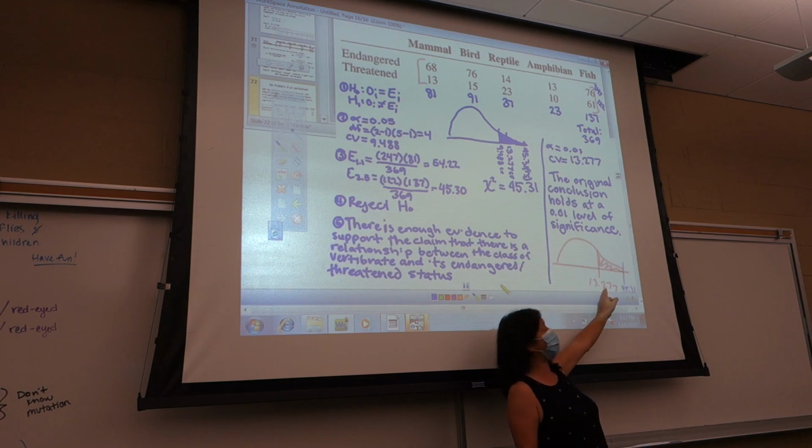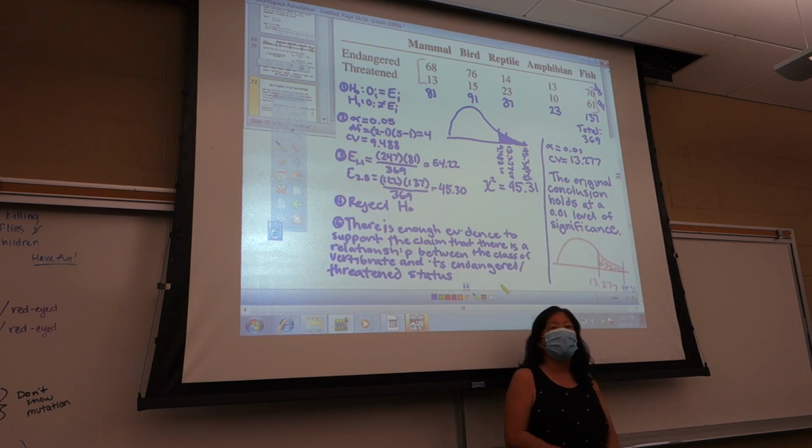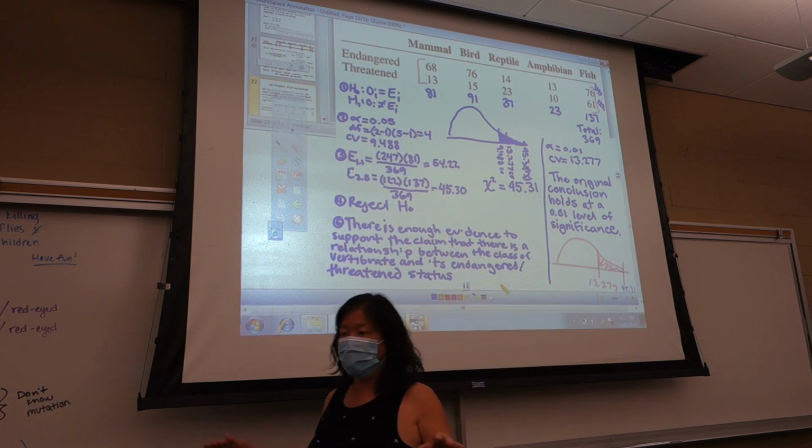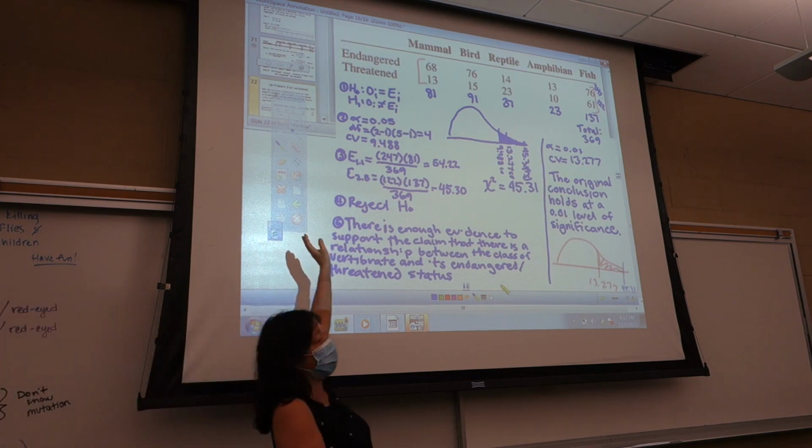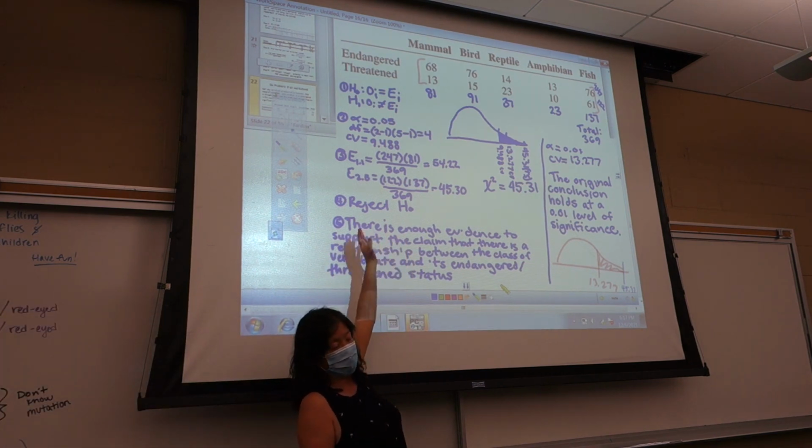You need to be 13.277 or more. That has no effect at all on your test stat. Your test stat is all about your sample. You calculate it totally based upon the sample. Alpha and your critical value, that's what you're comparing it to. That's your picture and your shading. So your picture and your shading depend entirely upon alpha and your degrees of freedom.